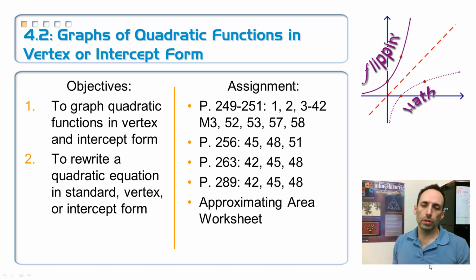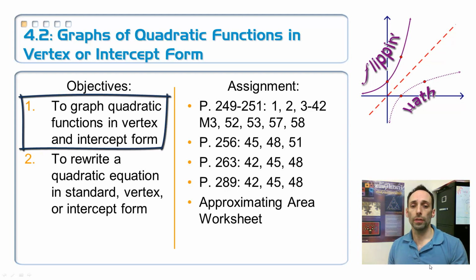All right, so here's your next lesson on quadratic functions, and we've got two more quadratic function forms, how the equation looks. We've got vertex form and intercept form. Last lesson was all about standard form, y equals ax squared plus bx plus c. So we're going to learn two new ones, and specifically, on objective one here, we're going to be graphing the things.